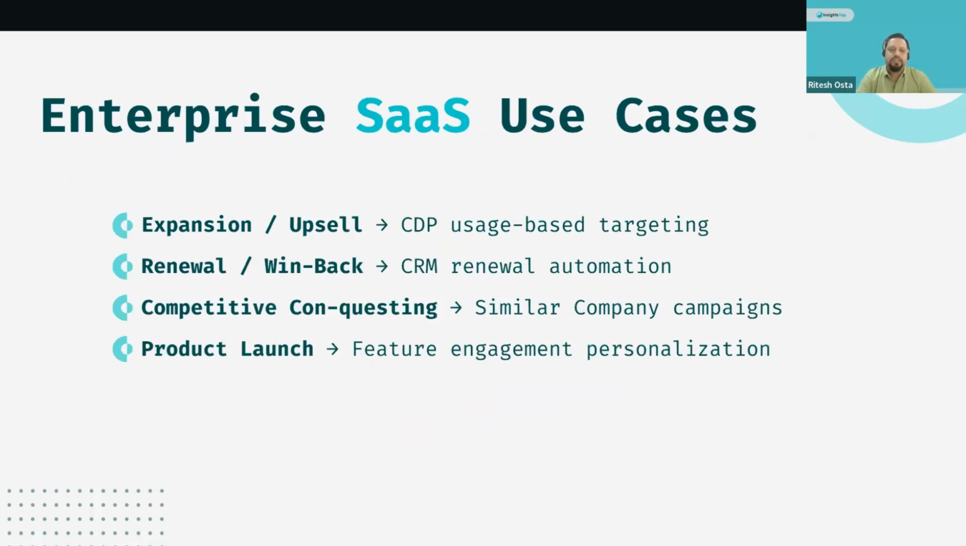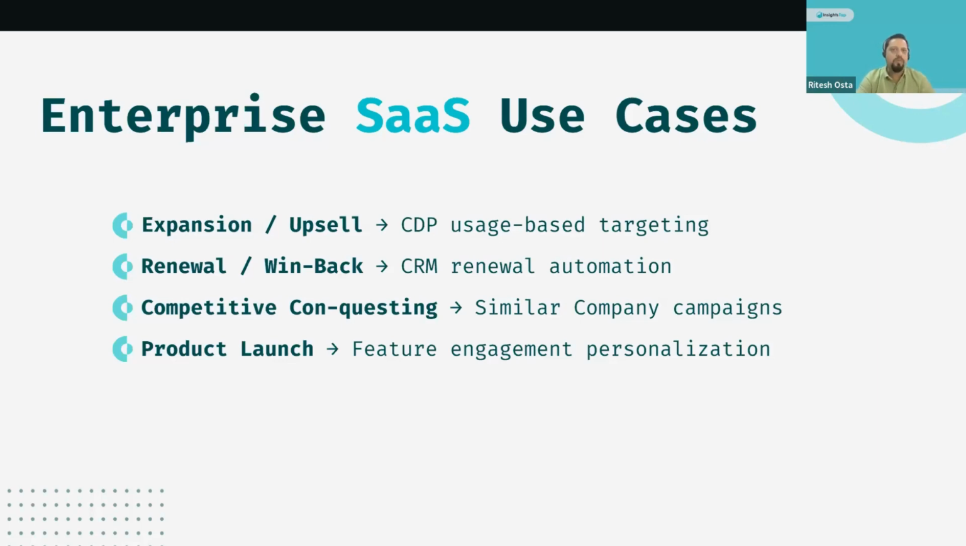Okay, so these are some enterprise SaaS use cases: expansion, upsell, CDP usage-based targeting. If you want to upsell, take free trial to paid users and paid users to enterprise users, and so on. Renewals: if you want users to renew, this will be enough signal. These ads can act like your bridge for them to renew, to win back the customer. Competitive conquesting, that means similar company campaigns, right? You can find your competitors and then run campaigns based on that.